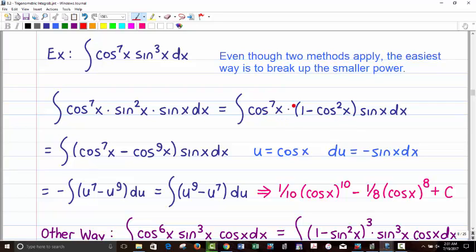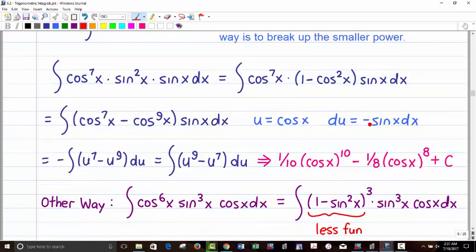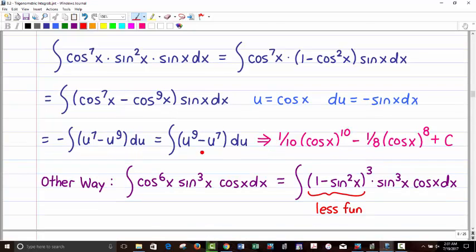So you distribute, and you'll get cosine to the 7th minus cosine to the 9th, since cosine 7 times cosine squared is cosine 9. And then your du is going to be a negative, so we have to adjust for the negative, but real easy: u to the 7th minus u to the 9th. With the negative, I did a little something different this time than I normally do. You don't have to do this, obviously, but by sending the negative through there, I just reversed the two terms, but it's correct. That's the same thing as saying negative u to the 7th plus u to the 9th, just reversed. I don't know why I did that. And an easy power rule, so there you go. You have 1/10 cosine to the 10th minus 1/8 cosine x to the 8th plus c.